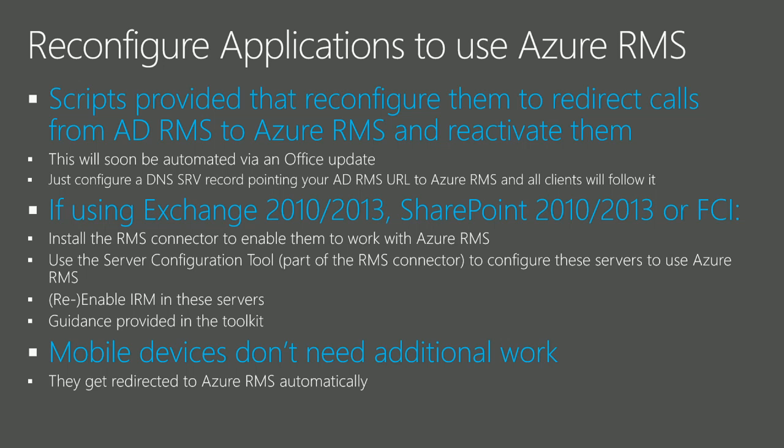Every time you want to open something that has an ADRMS URL in it, go to Azure RMS instead. For Exchange 2010 or 2013, or SharePoint 2010 or 2013, you have to use the connectors. You're going to have to deploy the connector. Same instructions as before. You just reconfigure them as if you had never used ADRMS, and they will start working with the cloud. For mobile devices, there is no additional work. We do a transparent redirection. If a mobile device lights up and you were using ADRMS before, the client will go to Azure RMS once it sees that there is a tenant up there that has your keys. So you don't have to do any work there.